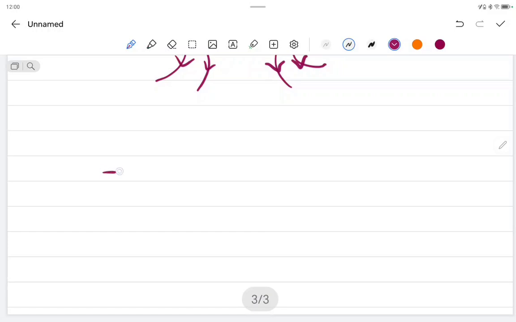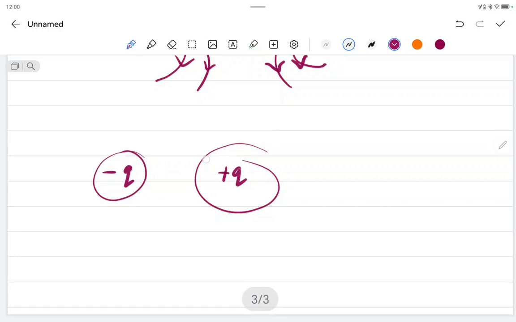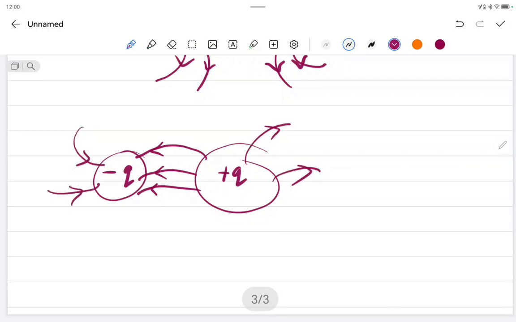If I have a minus q and a plus q charge, the field lines go from positive to negative. Here it will be inwards, whereas here it will be outwards.